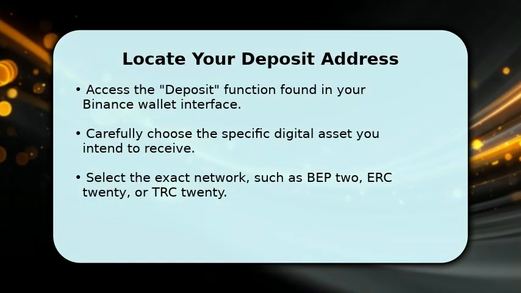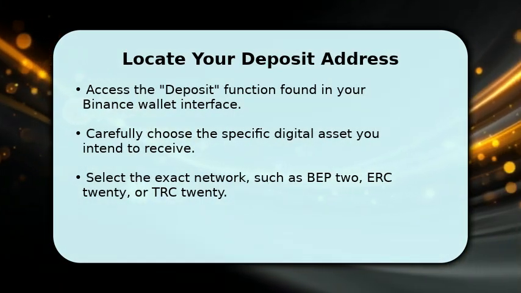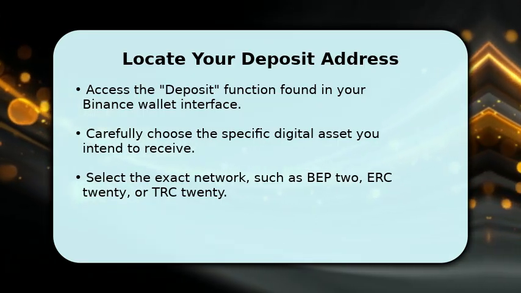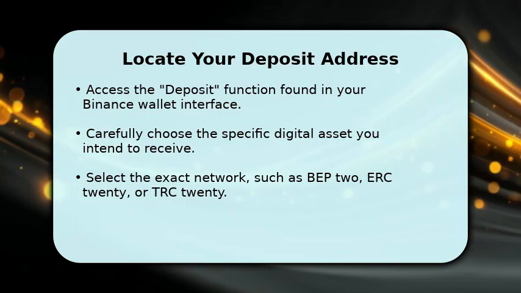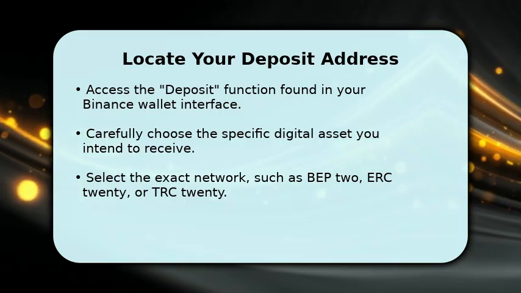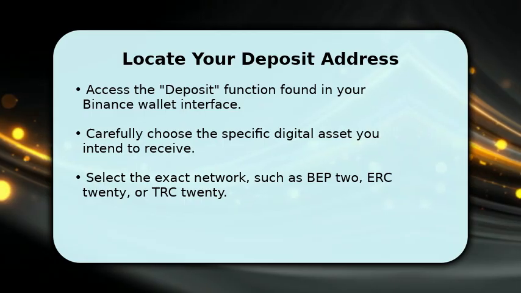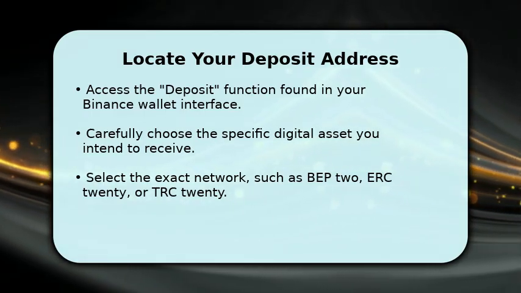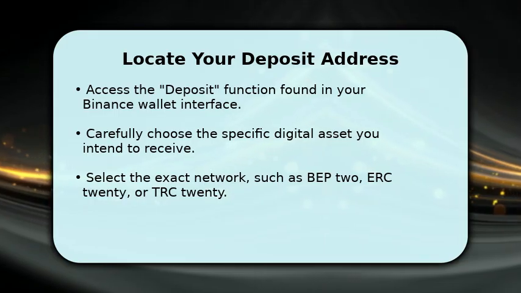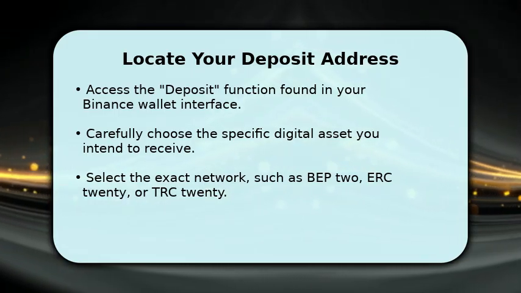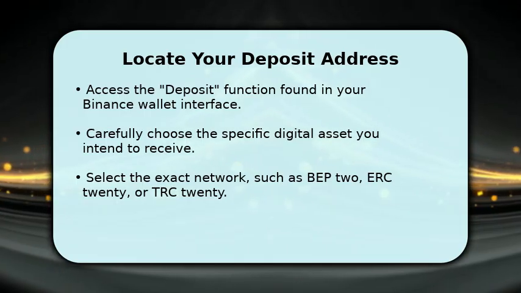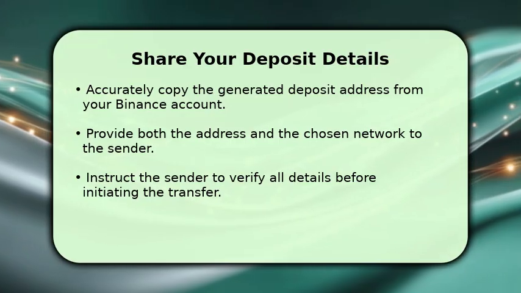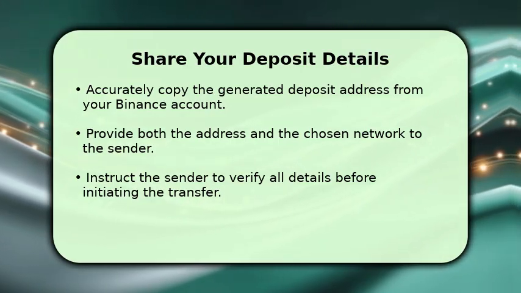To find your unique deposit address, log into your Binance account and locate the deposit option, usually found under your wallet or funds section. From there, you must select the precise cryptocurrency you wish to receive, for example, Bitcoin or Ethereum. Crucially, choose the correct network, like BEP2, ERC20, or TRC20, as selecting the wrong one could result in permanent loss of your funds. Once you have your deposit address and selected network, it is time to share this information with the person sending you money.